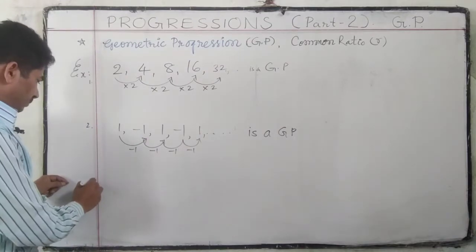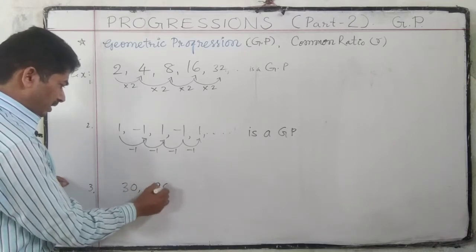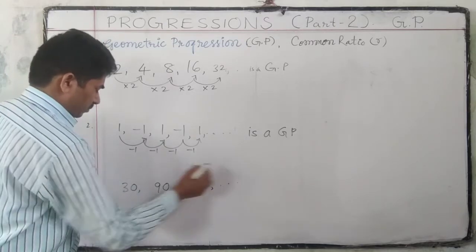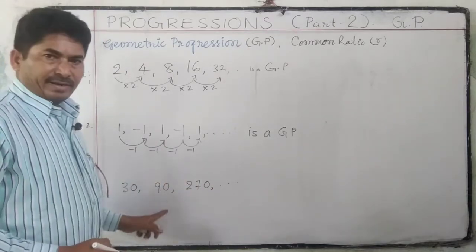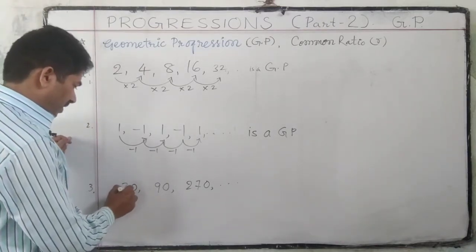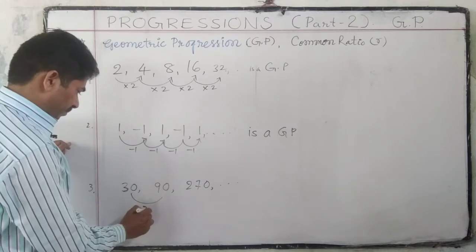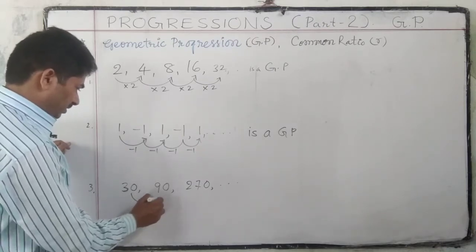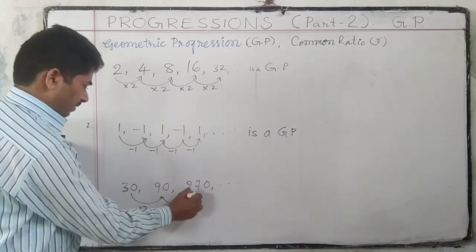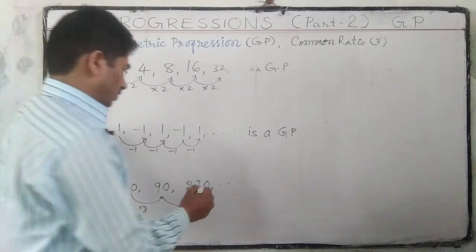Next, one more example. 30, 90, 270 and so on. What is the common ratio? We are multiplying by 3. 3 3s are 9, 30 3s are 90, 90 3s are 270. So here the common ratio is 3. So this is also a GP.